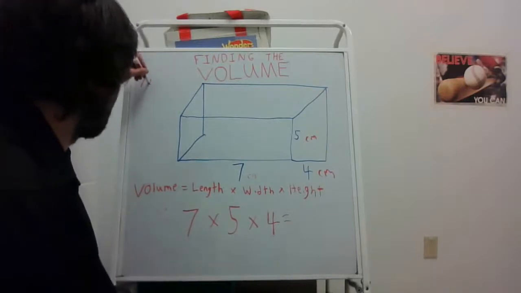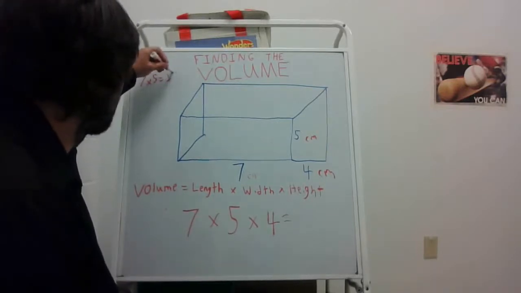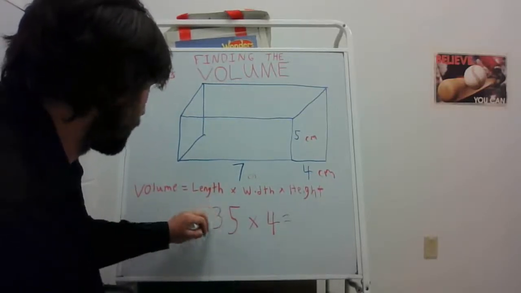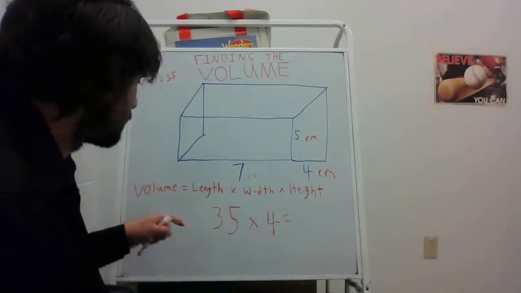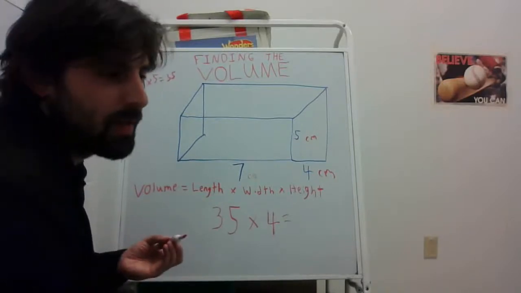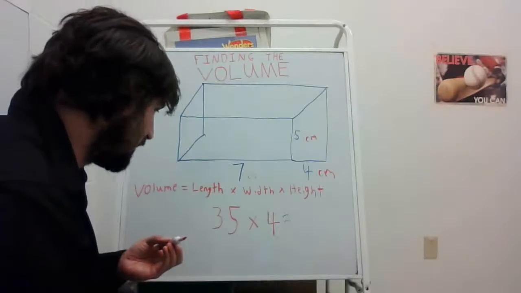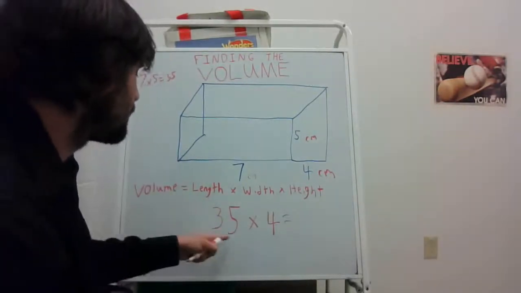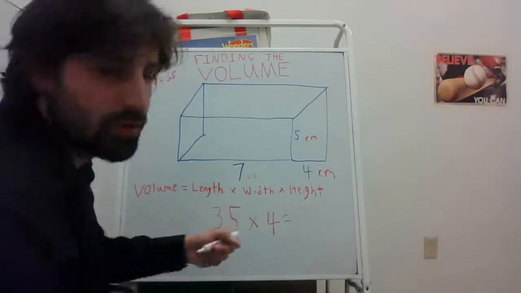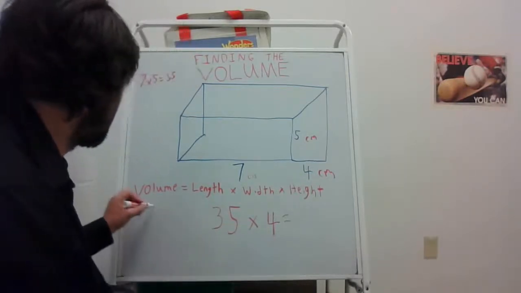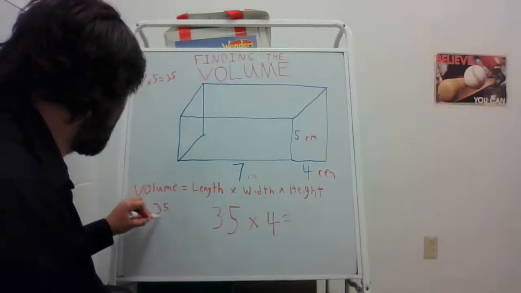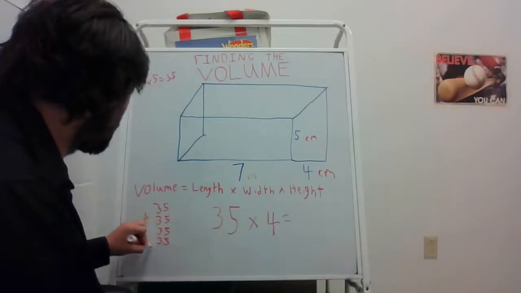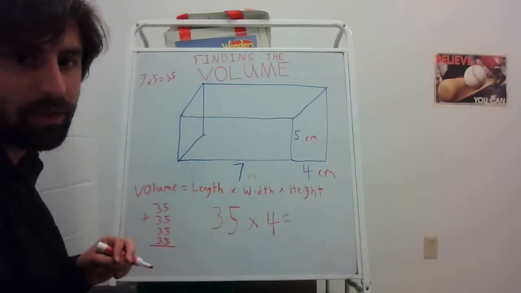So 7 times 5 equals 35. So we can take the 7 times 5 out and replace it with 35. 35 times 4. Now remember, multiplication is basically just adding the same number multiple times. So 35 times 4 is just a shorter way of writing 35 plus 35 plus 35 plus 35. Really, you're adding the number 35 4 times.